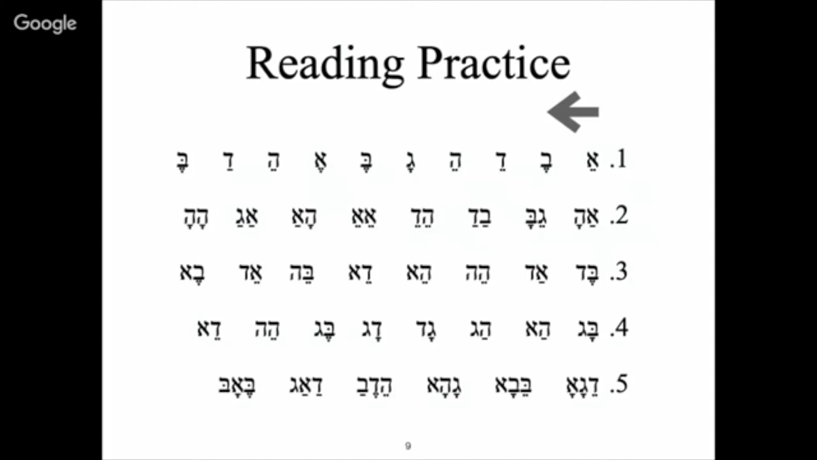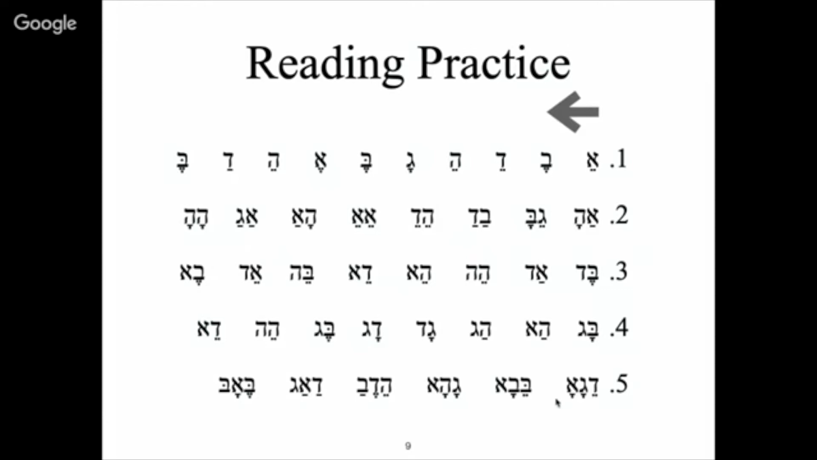Uh-huh. Okay. Okay, ba. Okay, get by, yeah. Vada. Vada, mm-hmm, very good. Heyday. Perfect. A-A. A-A, mm-hmm. Ha-a. Ha-a, yes, very good. Aga. Aga, yes, very good. Ha ha. Ha ha, yes.